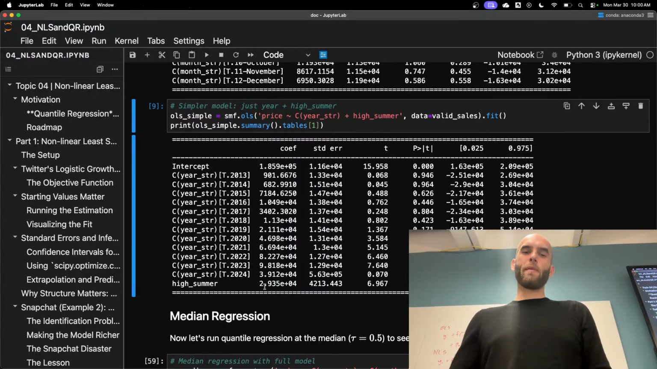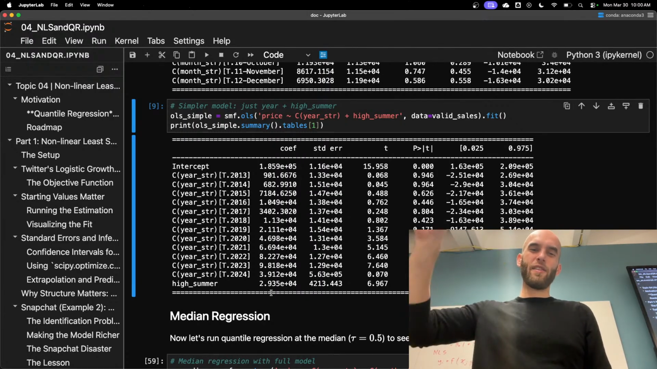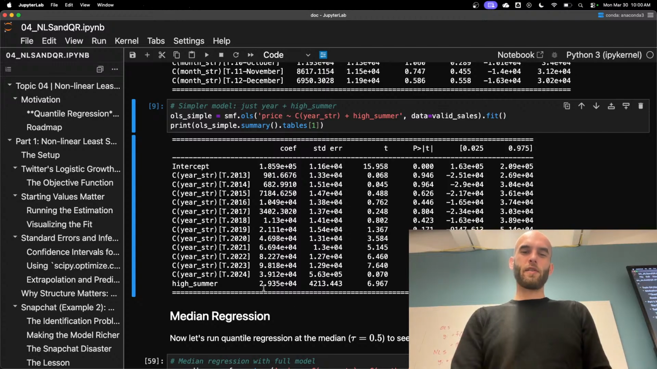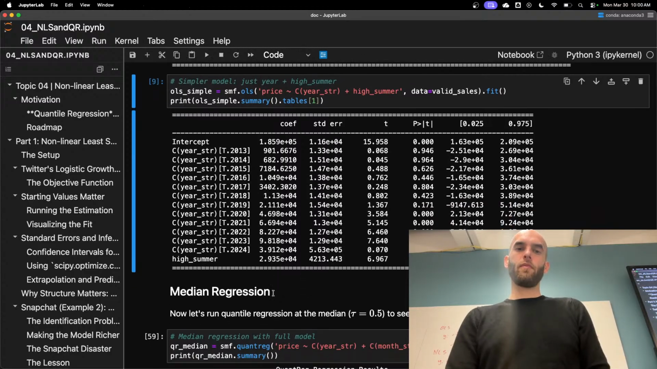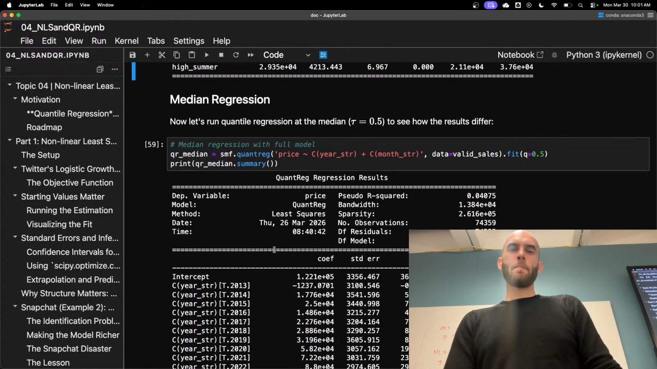So this, if you'll remember scientific notation here, this is 2.2, and then we're going to move the decimal place 4 places. So this is 2, 9, so it's 1, 2, 3, and then there's a 0. So this is like $29,000 more if you sell in the high summer, on average. Or should we say on mean? So this is like an average effect, right?